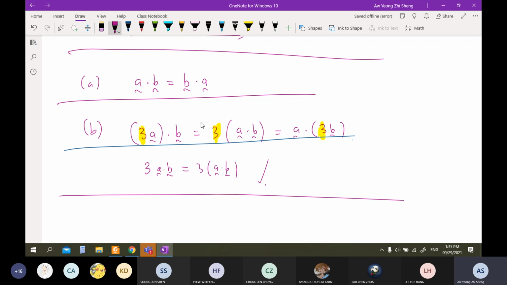Although I would still advise you to put brackets here. If you don't put brackets, I would say it's still fine, because no matter how you interpret it, whether you interpret 3A this way, or you interpret A dot B first, it won't affect the final result. But I will still advise you to put brackets if you can remember.